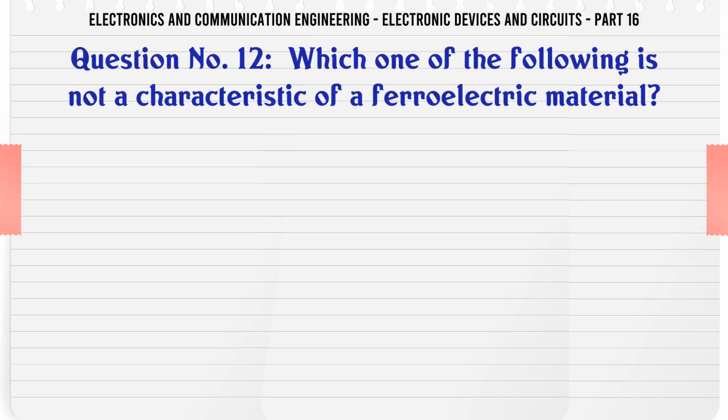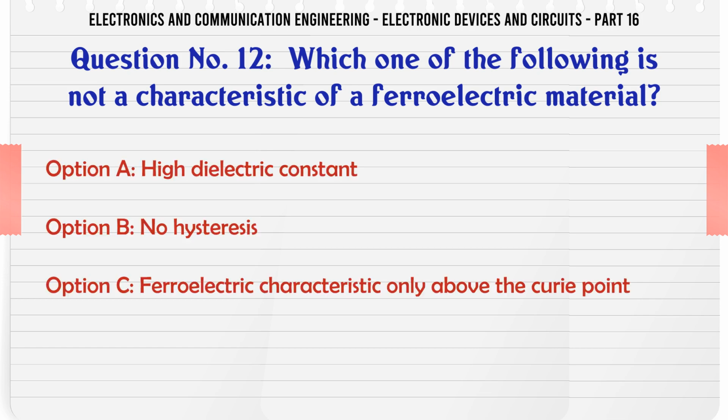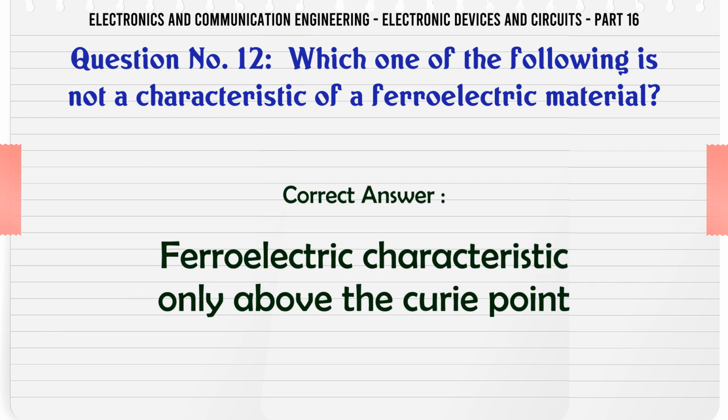Which one of the following is not a characteristic of a ferroelectric material? A. High dielectric constant. B. No hysteresis. C. Ferroelectric characteristic only above the Curie point. D. Electric dipole moment. The correct answer is ferroelectric characteristic only above the Curie point.